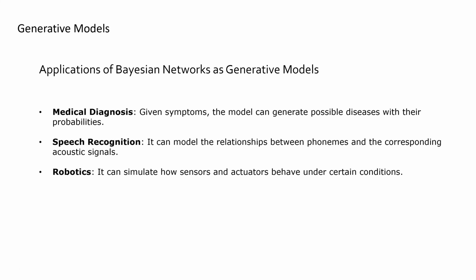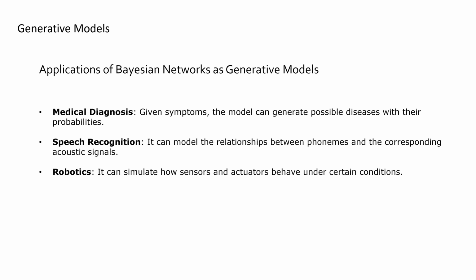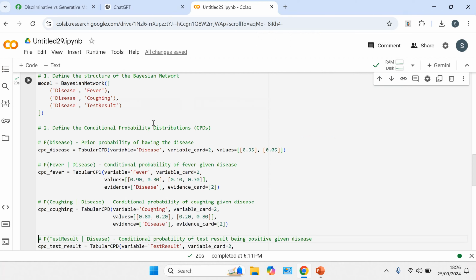And we can use this Bayesian network as a generative model in real-life projects, like medical diagnosis. If you give some symptoms, we need to generate a possible disease with probabilities. I will give an example of how it will work.